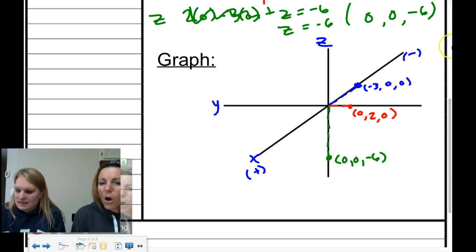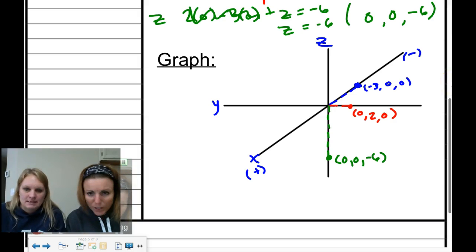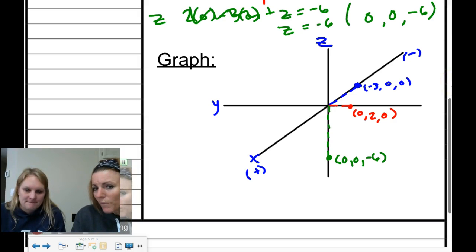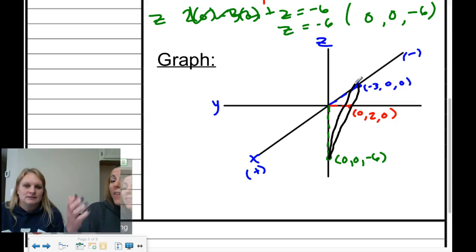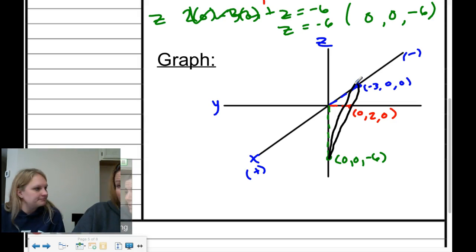Now let's be very careful here, because do you see the blue? The blue is actually going to connect to the green, and then the green connects to the red, and the red connects to the blue. And then we generated a plane. That's what we have to see on a quiz or a test.